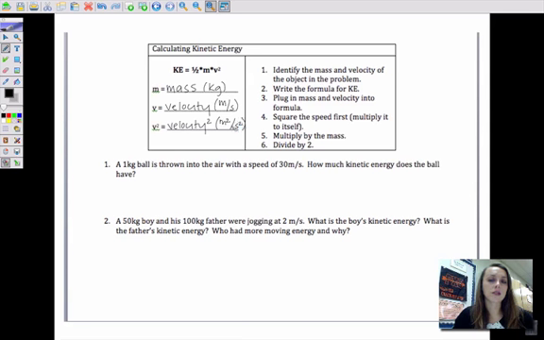Do you really need to know this? No, but it's just supposed to make sense for you for right now. Our first step in solving kinetic energy problems is identifying the mass and velocity of the object in the problem.